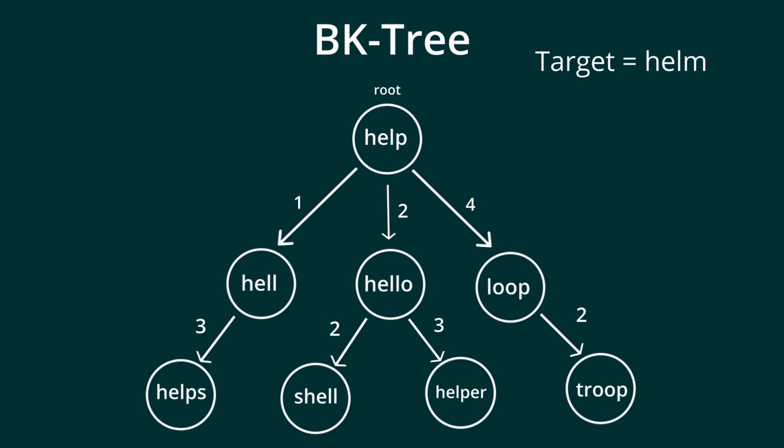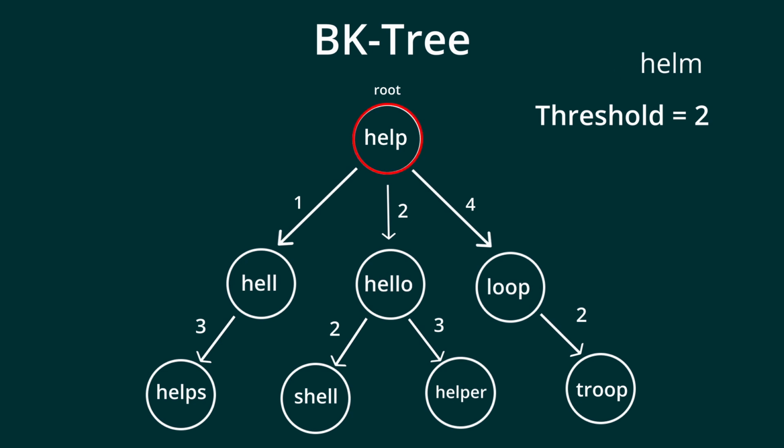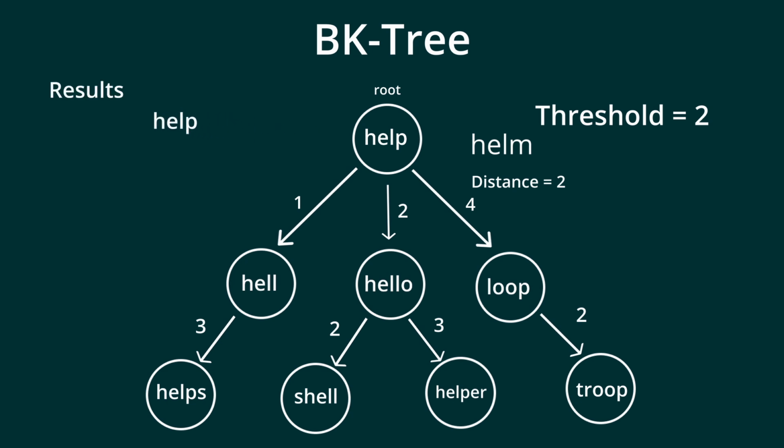First, we must define a threshold, which will be the maximum distance allowed to consider 2 words as similar. Let's say this threshold is 2. We allow up to 2 errors to select a word from the tree. We go to the root of the tree and calculate its edit distance to the target word. If the distance is less than the threshold, we add the word to the results. We can also add the obtained distance in order to be able to sort the list of results.